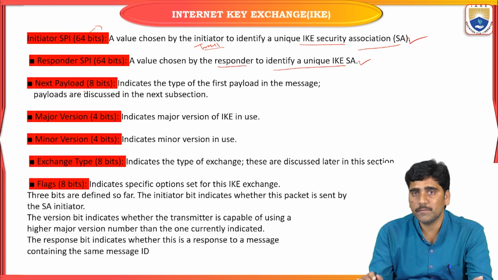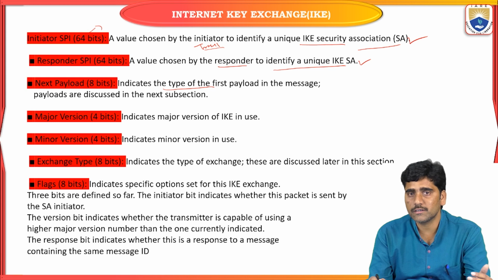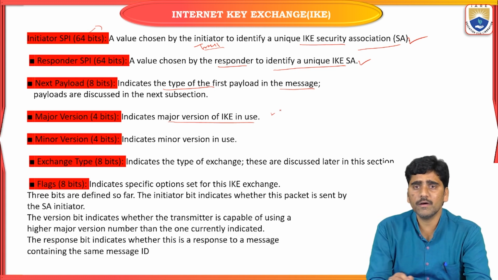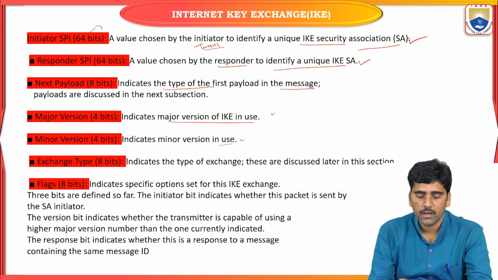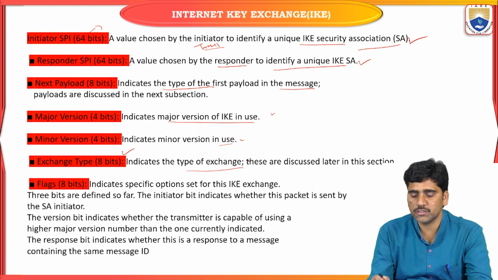The next payload is an 8-bit field. It indicates the type of the first payload in the message, and payloads are discussed in the next subsections. The major version field indicates the major version of IKE in use. The minor version is also a 4-bit field, and it indicates the minor version in use. And exchange type is an 8-bit field. It indicates the type of exchange. These are discussed later in this section.